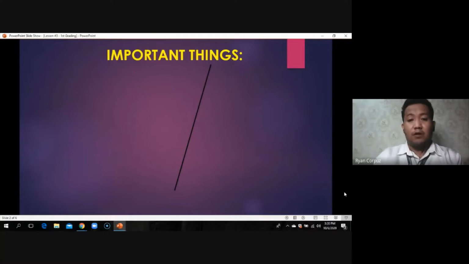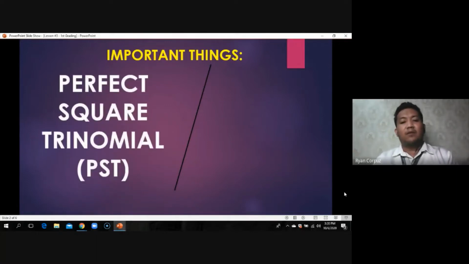The first thing we are going to find out or to know is one important thing that we call perfect square trinomial, o yung tinatawag natin na PST. So what are those, what we call perfect square trinomial? We do have what we call quadratic trinomial, and we also have what we call perfect square trinomial. It's like a special kind of trinomial. Why is it called perfect square trinomial?